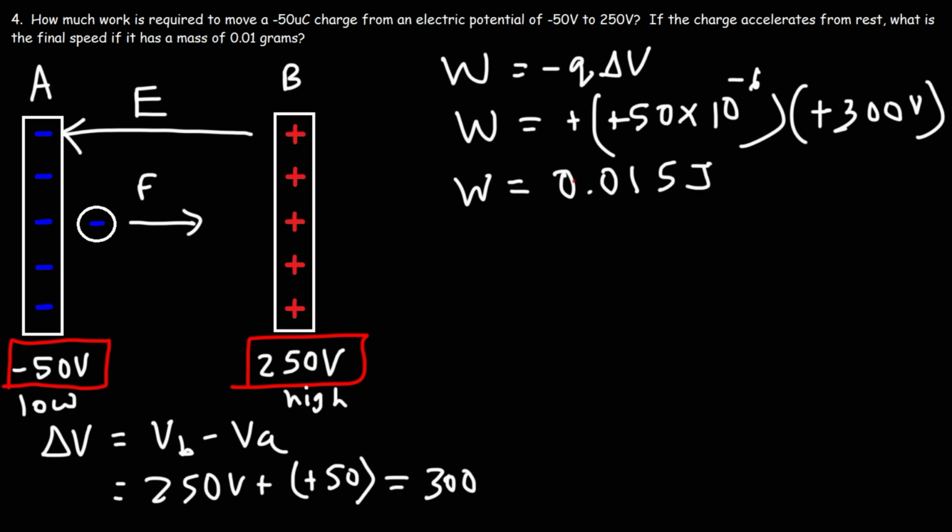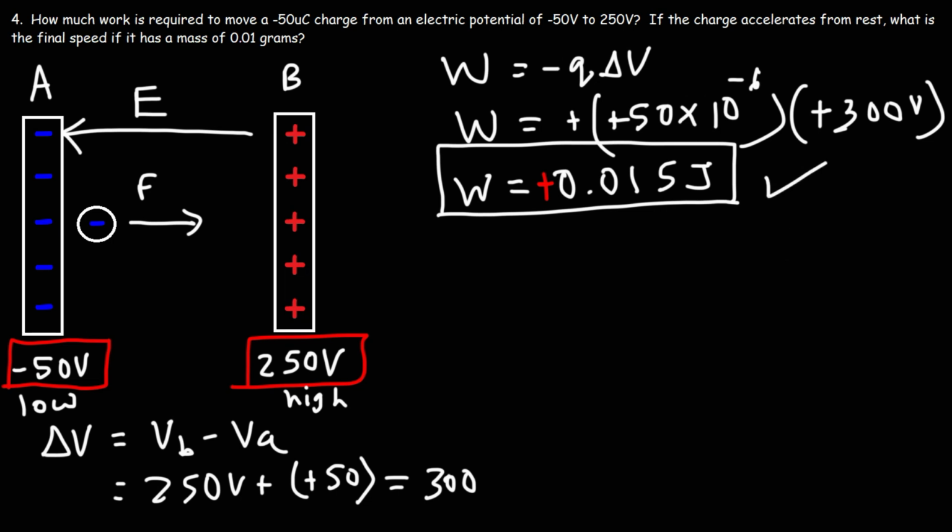Now the answer is positive. The question is, does the sign of the work make sense? The work done on this negative charge, should it be positive or negative? Well, since we got a positive answer from the formula, chances are this is correct. But let's analyze it. In what direction is the electron moving? From left to right or right to left? We know that it's going from A to B, from a low potential to a high potential. So the displacement vector is towards B because it's moving in that direction.